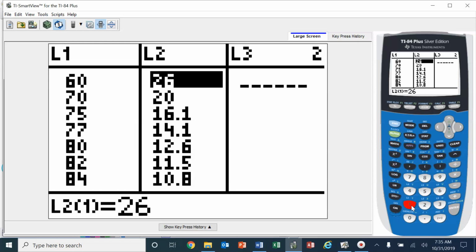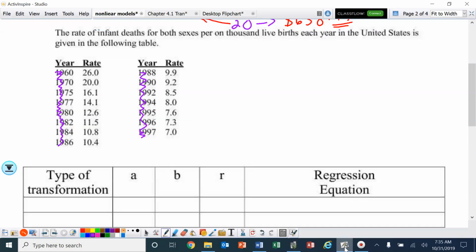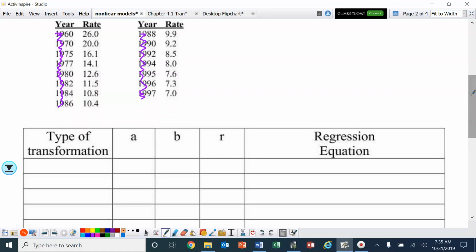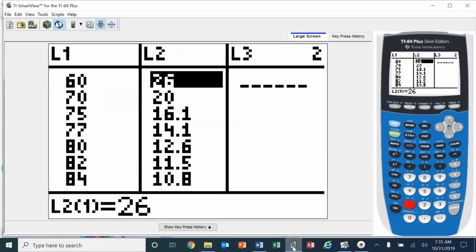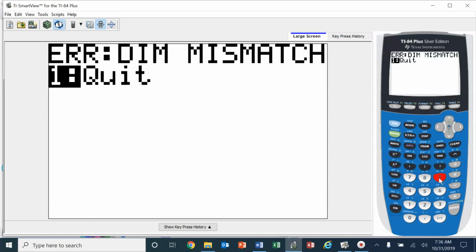So what is this problem dealing with? The rate of infant deaths for both sexes per 1,000 live births each year in the United States is given in the following table. All right, so you're going to want to go through the same process as we did on the last one. You're going to type the numbers into your calculator, which I have done. You're going to want to look at the picture.